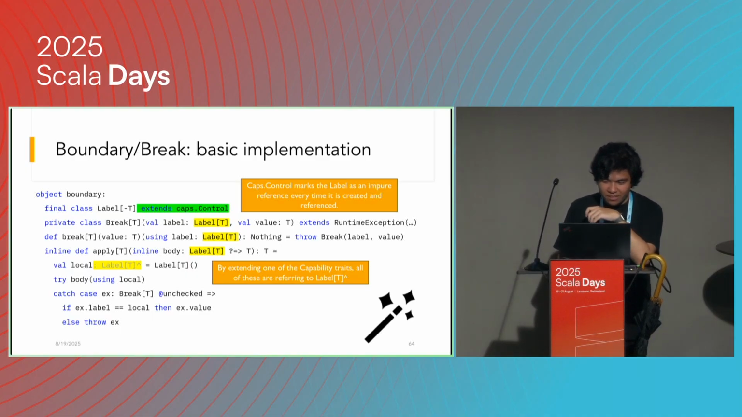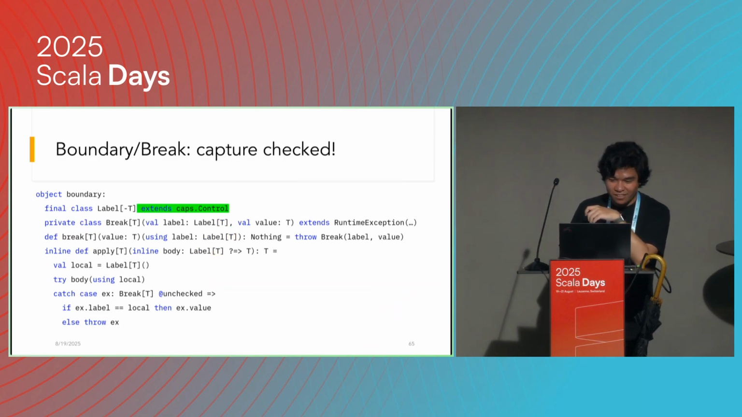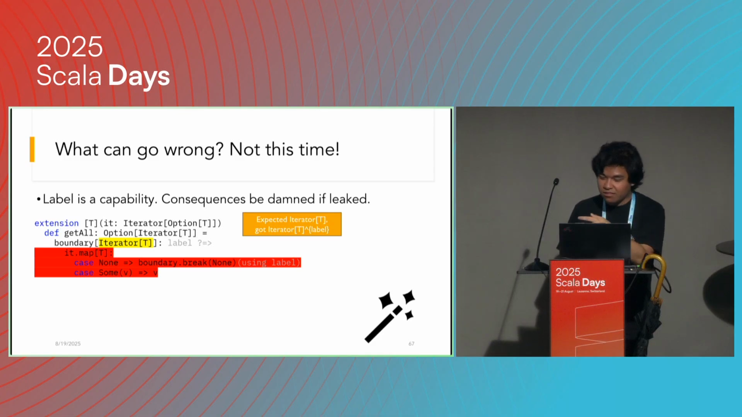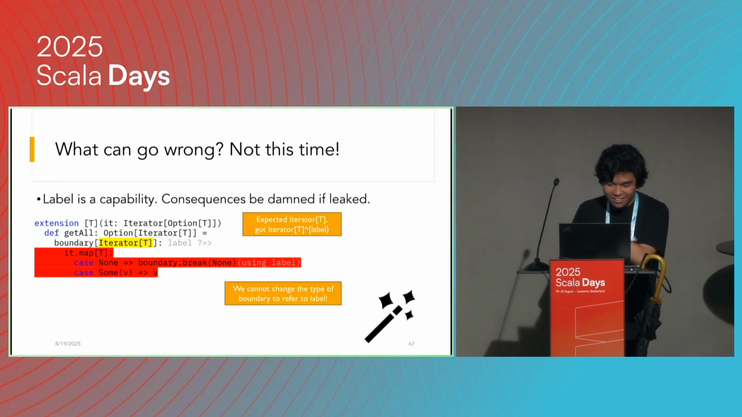Okay, so that's it. Let's try waving the magic wand, and then we can do it together. Wait, it's done. It's done. We capture checked it. Yeah. If you wave the magic wand on the wrong function, you catch the error. It's that easy. It's that easy.